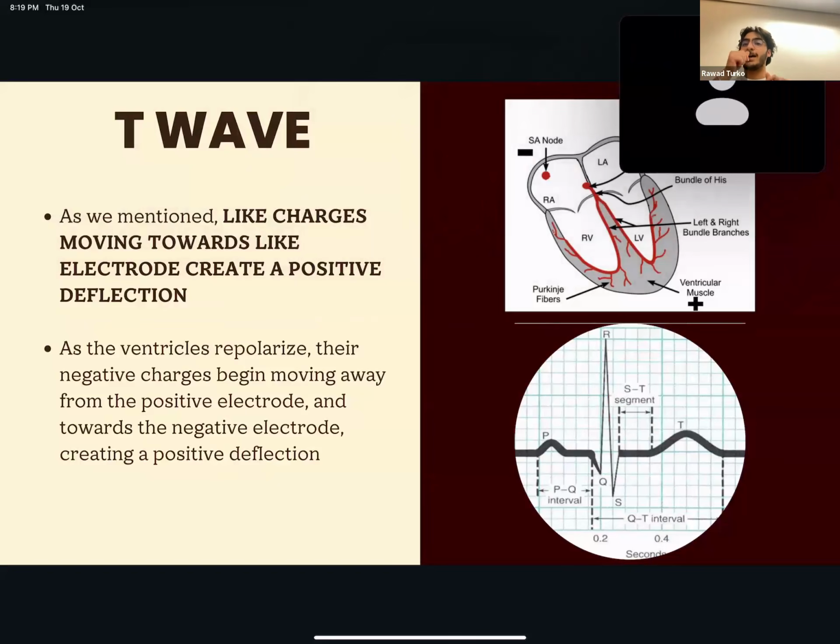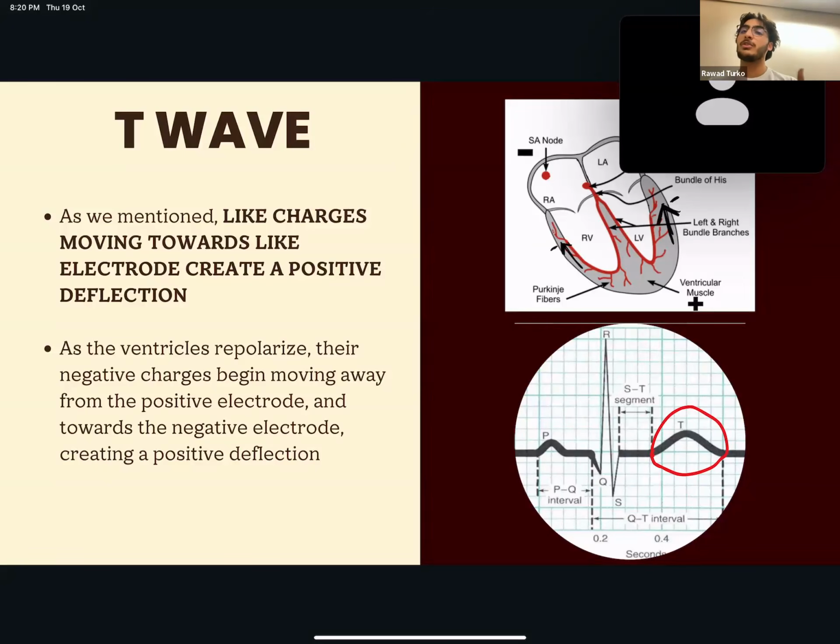As we mentioned, like charges moving towards the like electrode will create a positive deflection. As the ventricles repolarize, which charges are they, by the way? Positive or negative? Repolarization. Negative. They're negative charges. As the ventricles repolarize, which means they're becoming more negative, their negative charges begin moving away from the positive electrode and towards the negative electrode, which will give you the final positive deflection this time. So, the T wave. Okay.